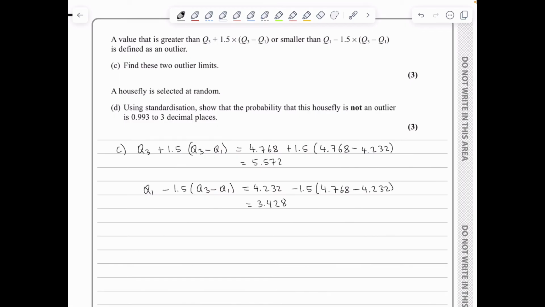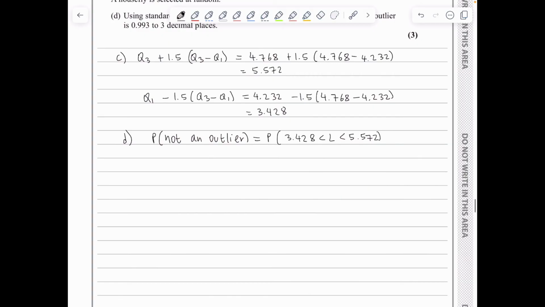3.428. We then have that a housefly is selected at random, and we need to use standardization to show that the probability of this housefly not being an outlier is 0.993 to 3 decimal places. So for this housefly not to be an outlier, it means that it lies within the two limits we just calculated. So the probability of not being an outlier is simply going to be given by the probability of 3.428 less than L less than 5.572. We will standardize both values.